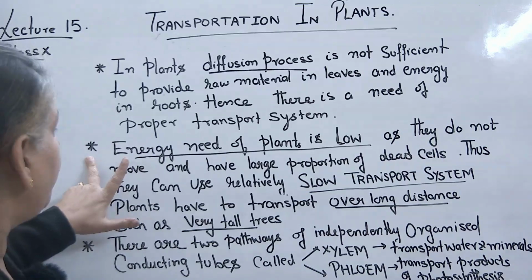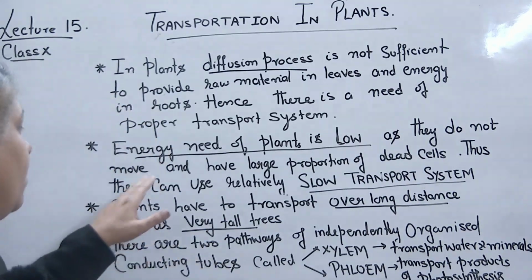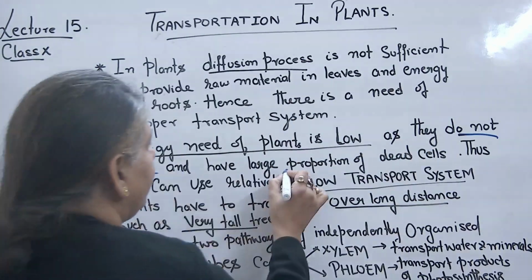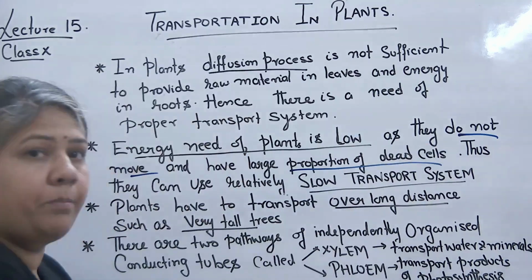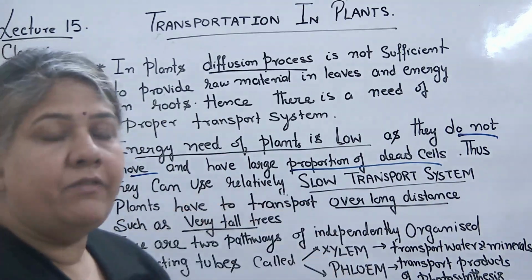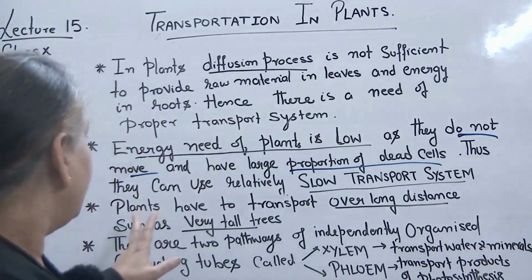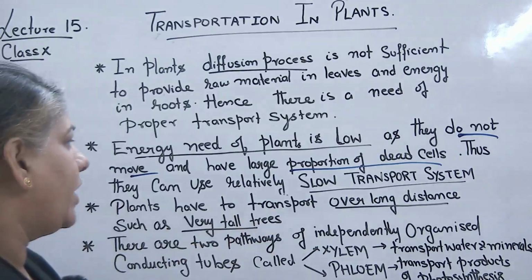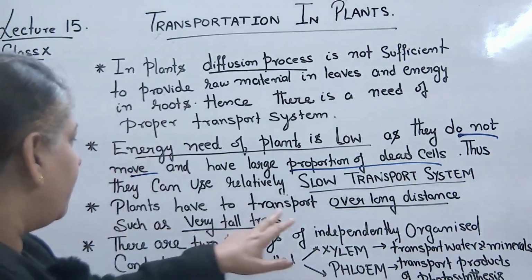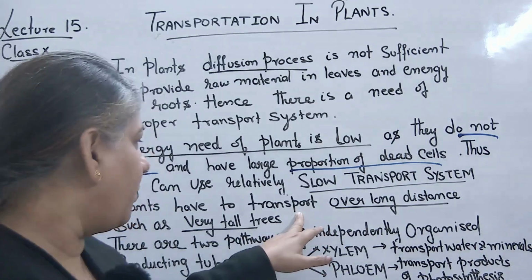Next point of importance is that the energy need of a plant is low, as they do not move and they have a large proportion of dead cells as compared to animals. Thus, they can use a relatively slow transport system. Next, plants have to transport over large distances, such as in very tall trees. And what is the mechanism for transportation, that we'll see in a short while.